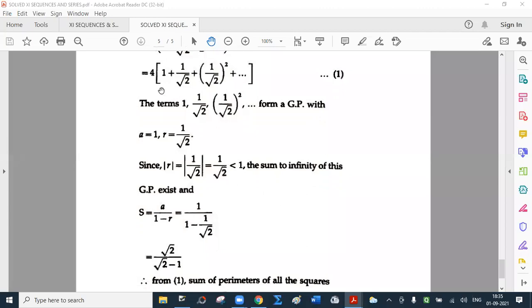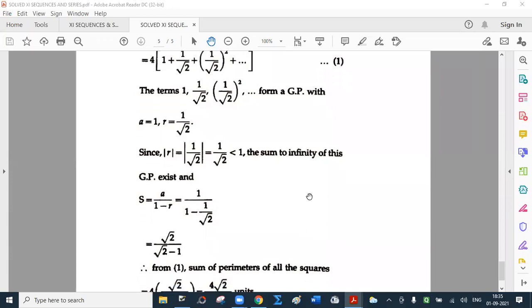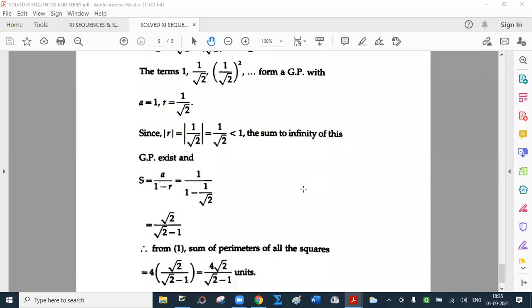So from 1, see, don't write this as final answer because we have taken 4 common and this is sum of these terms only. So from 1, what is sum of the perimeters? It is 4 root 2 upon root 2 minus 1 units. Okay. So this is about the solution.